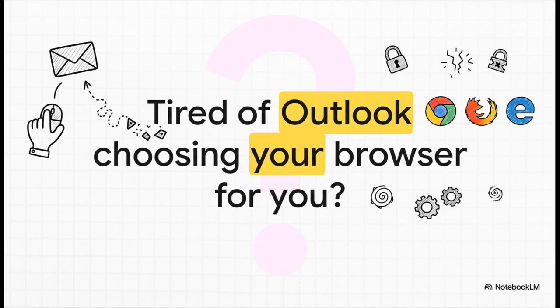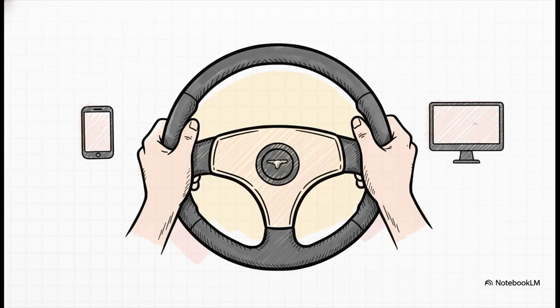You're in the middle of your workflow, you click a link in an email, and bam! It opens up in some browser you haven't touched in ages. Suddenly, none of your passwords are saved, your extensions are gone. It's a total momentum killer. Well, the good news is that's all going to stop today. We are going to walk through the super simple steps to make Outlook open links in your preferred browser every single time. It's time to get back in the driver's seat.